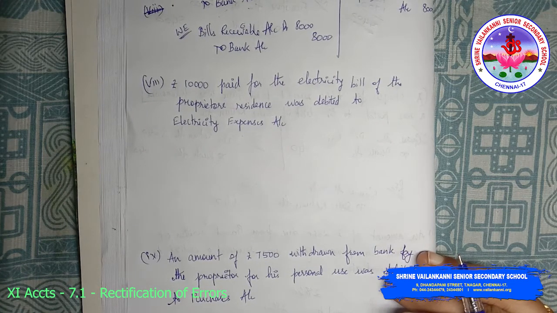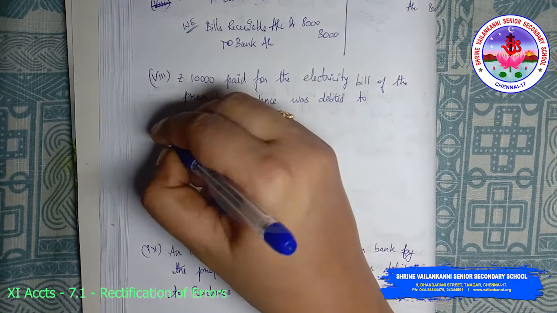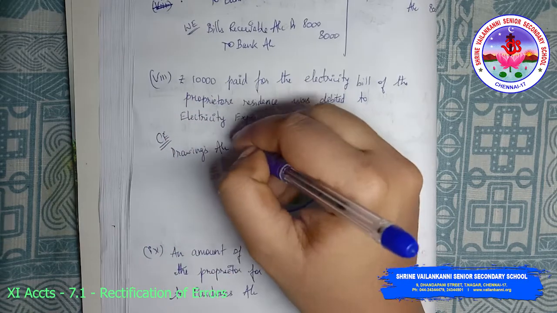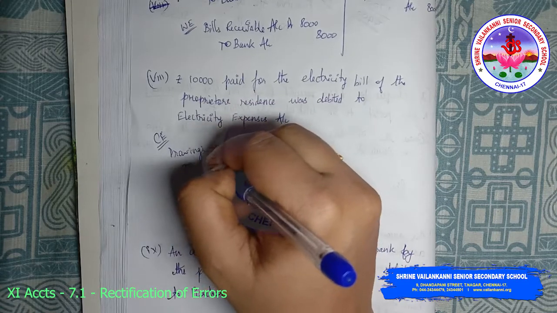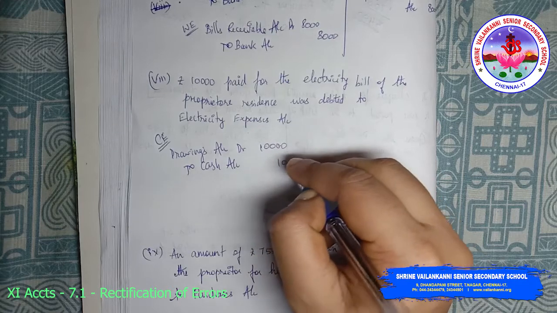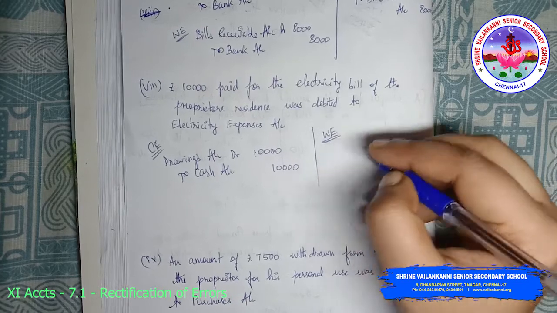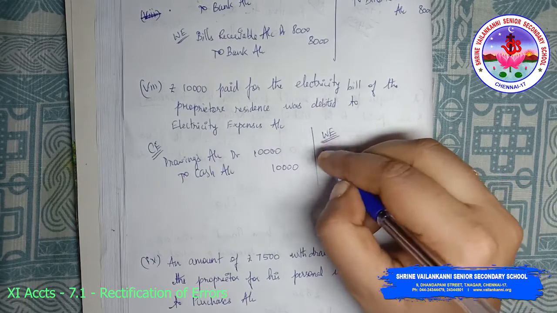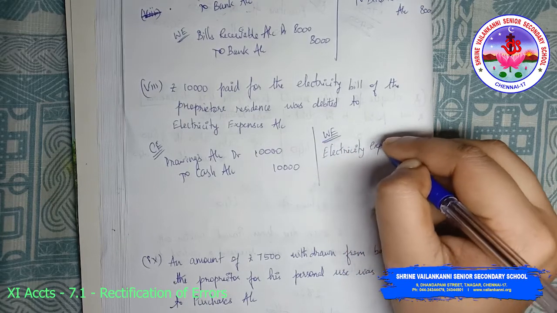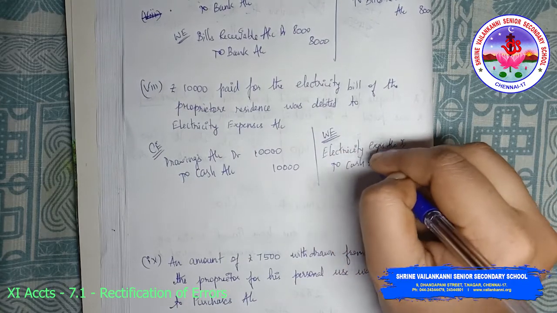See, it is a drawings. Okay, it's a proprietor's residence. It's a personal account. So what is the correct entry? Correct entry should be drawings account debit to cash account 10,000. Okay, but what is the wrong entry? Wrong entry will be electricity expenses account debit to cash account.